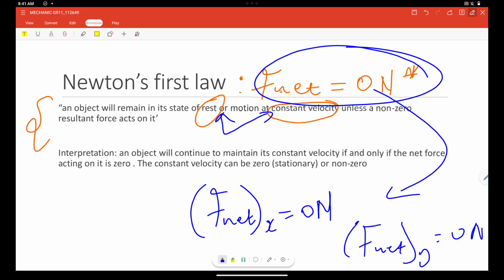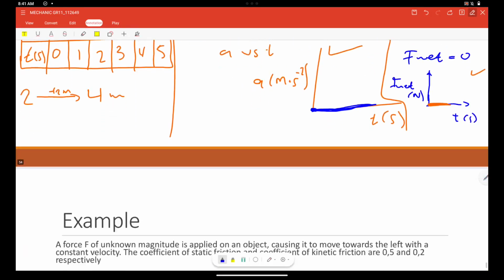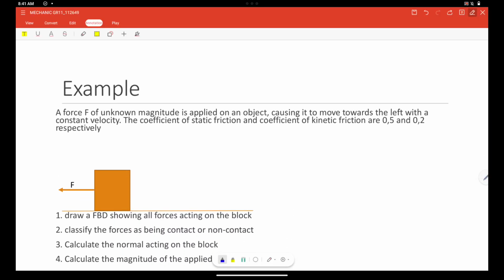We only use this provided it's a Newton's first law problem. How do we know it's a Newton's first law problem? The object is either at rest or it's moving with a constant velocity. Never assume that an object is at rest. Never assume that an object is moving with constant velocity unless the statement says so. So let us look at this example.